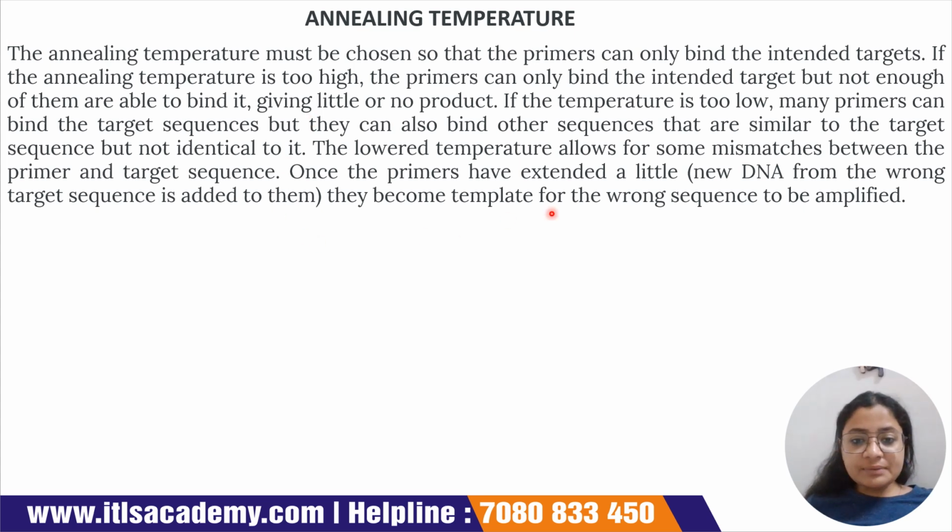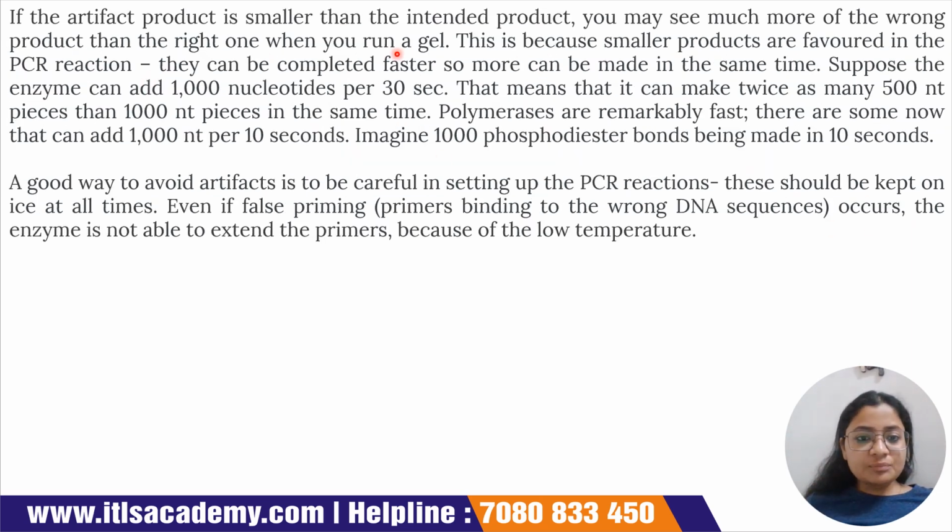Okay, so once the primers have extended a little, they become template for the wrong sequence to be amplified. If the artifact product is smaller than the intended product, you may see much more of the wrong product than the right one. This is because smaller products are favored in the PCR reaction. They can be completed faster, so more can be made in the same time. Suppose the enzyme can add 1000 nucleotides per 30 seconds. That means it can make twice as many 500 nucleotide pieces than 1000 nucleotide pieces in the same time.